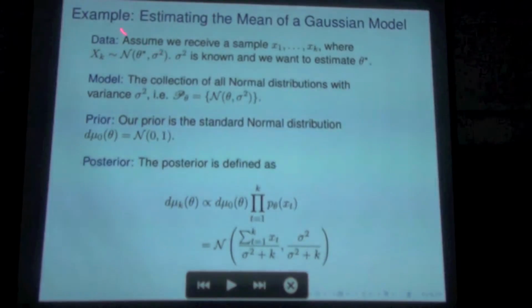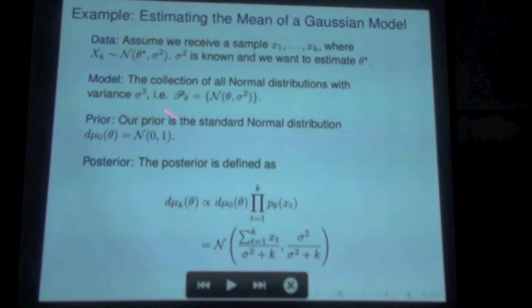So the data. Assume we're receiving samples from 1 to k. And these samples come from a random variable, a Gaussian, with some mean theta star that we want to estimate, and some known standard deviation. So the problem here is we want to estimate the mean. Right? What is the model? The model will be the collection of all normal distributions with variance sigma star. This P of theta is all the Gaussians with parameter theta.